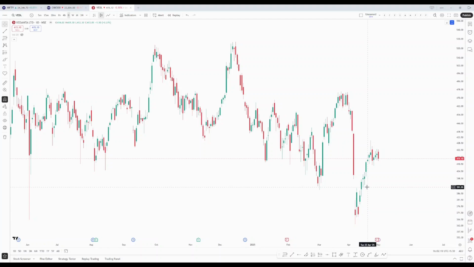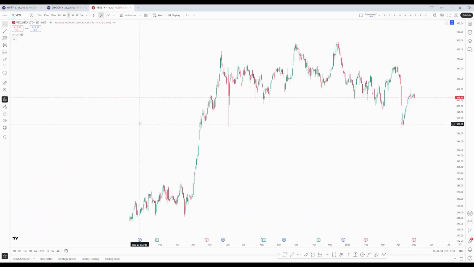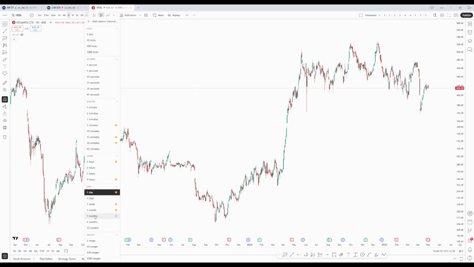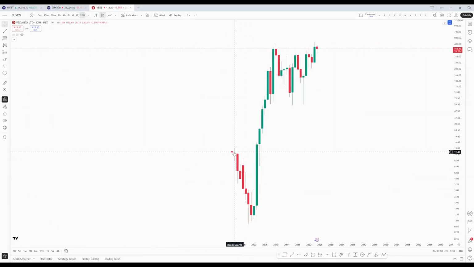from the beginning. So for this exercise I have taken Vedanta VEDL, but you could take any chart and the process will remain the same. And the reason I have picked this chart is because it has a lot of history. So we have data available from I think around 1995. Yeah, almost 1994 we have a lot of data. So this is a yearly chart.